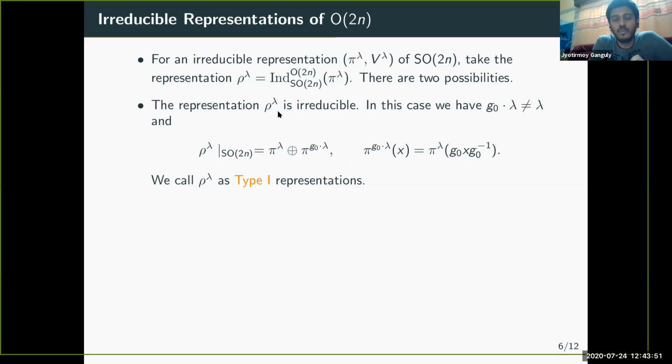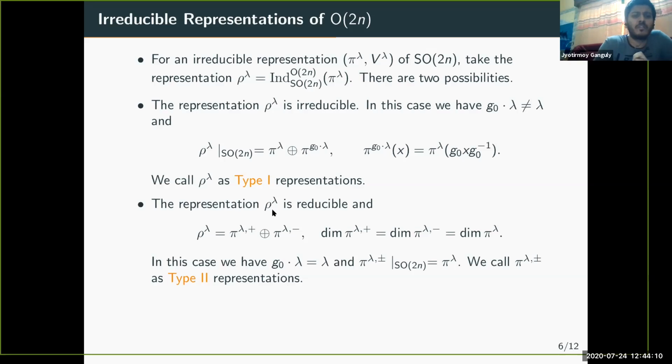Note that we just need to determine the spinoriality of the representation rho lambda restricted to SO2N and C2. So therefore this is important. When rho lambda is irreducible, we call these type 1 representations. The other case is when rho lambda is reducible. In this case, it decomposes as the irreps pi lambda plus and pi lambda minus, where the dimensions of both representations are the same as the dimension of pi lambda, and pi lambda plus minus restricted to SO2n is basically pi lambda, the representation we started with. In this case, we call these representations pi lambda plus minus type 2 representations.